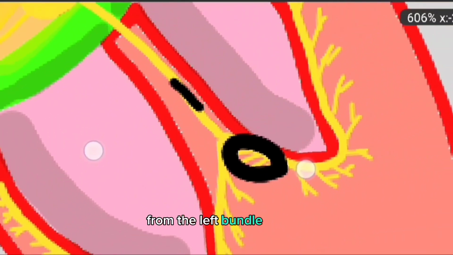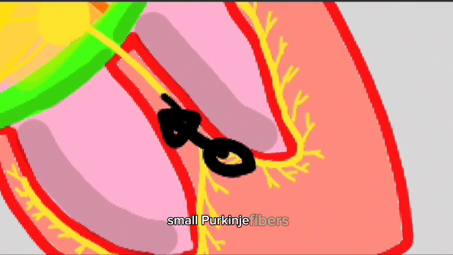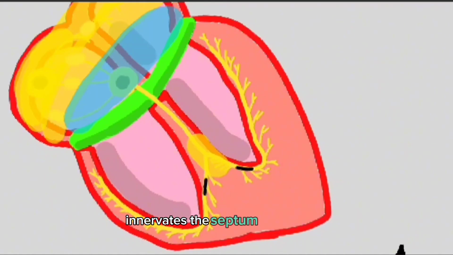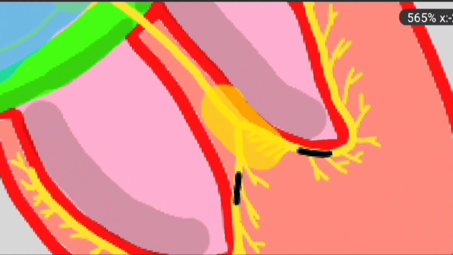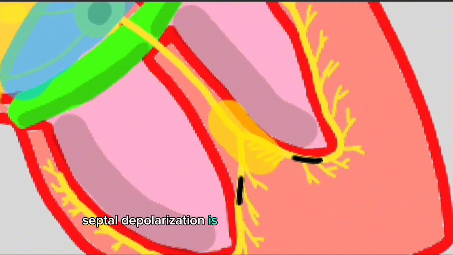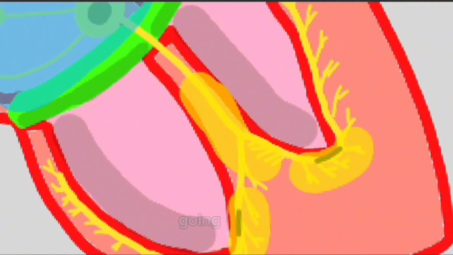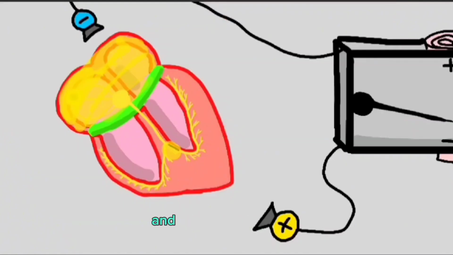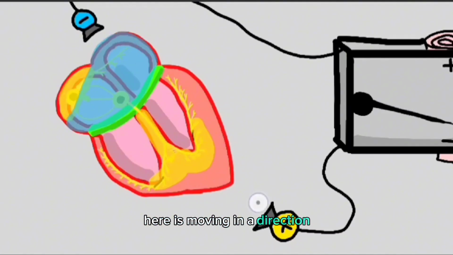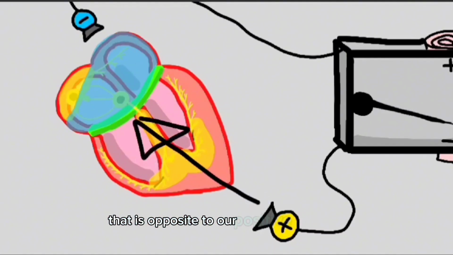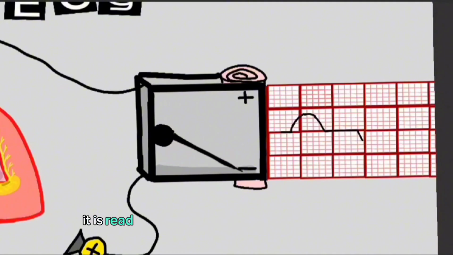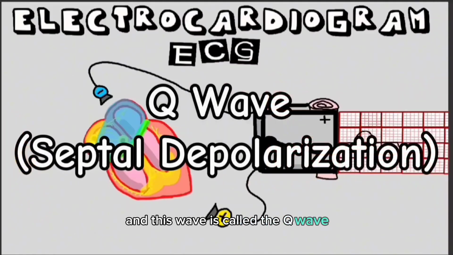From the left bundle branch, small Purkinje fibers innervate the septum of the heart. Septal depolarization is initiated from these fibers going upwards. And septal depolarization here is moving in a direction that is opposite to our positive electrode. It is read as a negative wave by the ECG machine, and this wave is called the Q wave.